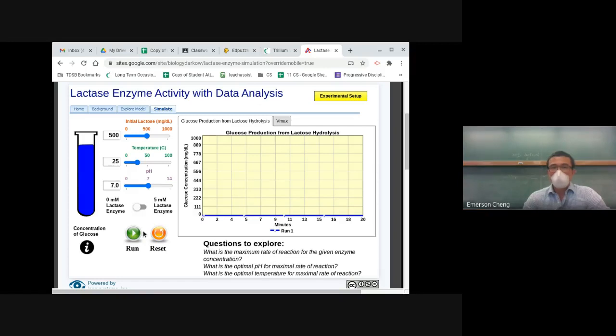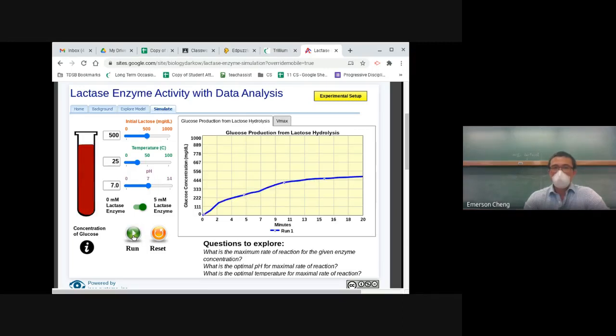Okay, now if I reset this, and I allow it to have lactase in there. Initial lactose is 500 ml, temperature is 25, pH is 7. I press run.